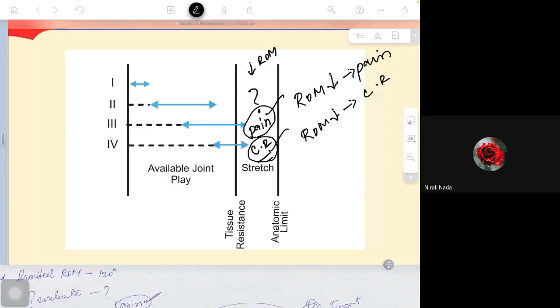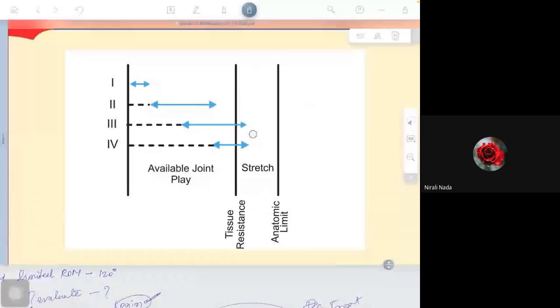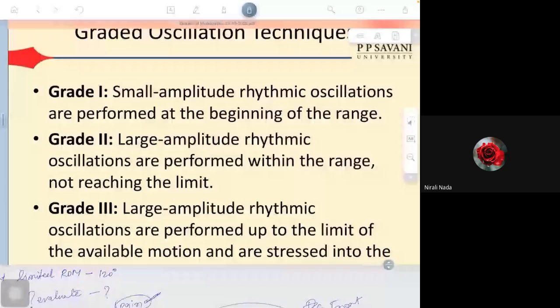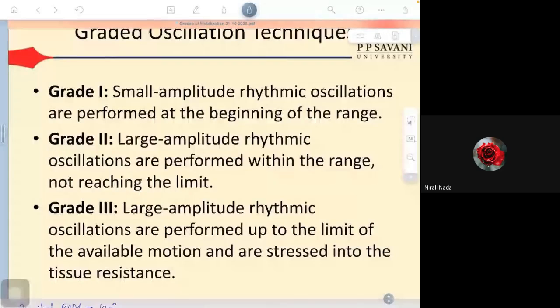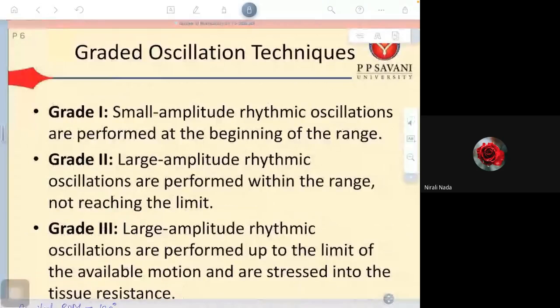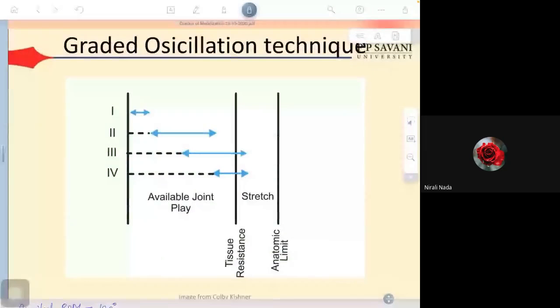Okay, now coming to the grades. Grades already you know. Still I want to revise. What is grade 1? Small amplitude, rhythmic oscillation. Actually this is a practical topic. It's difficult for me to teach you the practical theoretically, but anyhow I will try to explain you. This is the treatment grade. Grade 1, grade 2, grade 3 and grade 4 are the treatment grades.